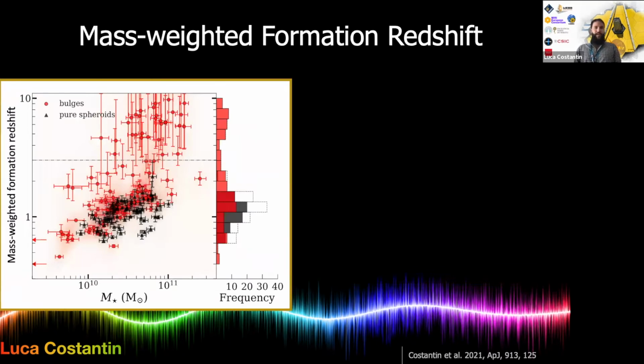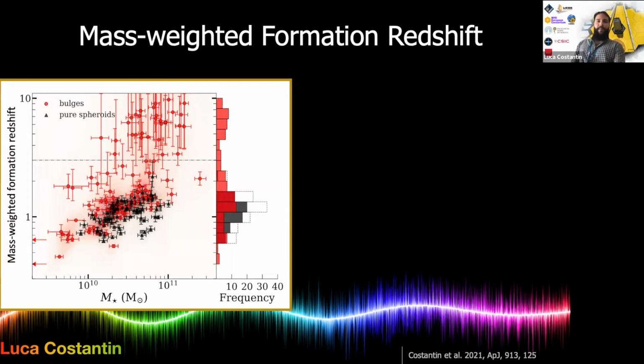But jumping into the analysis, the first property that I will discuss is the mass-weighted formation redshift. Since our galaxies are observed at different redshifts, this is the redshift which corresponds to the mass-weighted age, and it can be interpreted as the time at which the bulge forms. If you focus on the red point in this plot, or better, on the red histogram, you can see that bulges form in two ways.